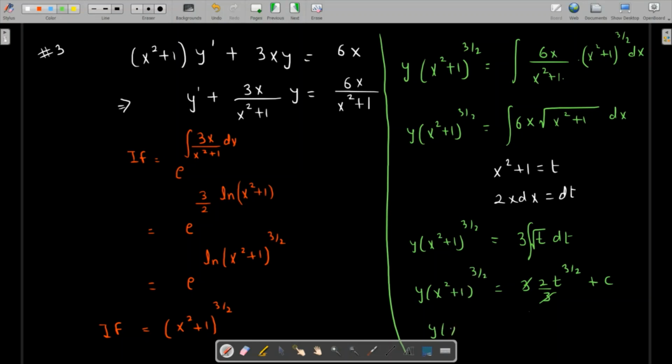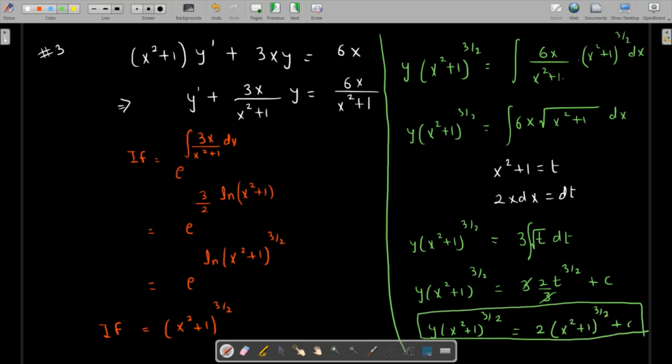Finally, we cannot leave the answer in terms of t because that's a substituted variable. So the final answer looks like 2 times (x squared plus 1) raised to the power 3 over 2 plus c. So this is the final solution.